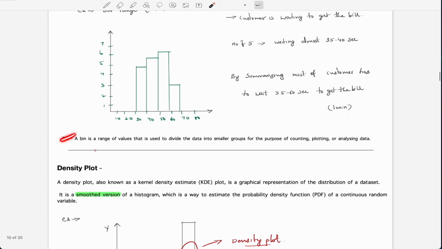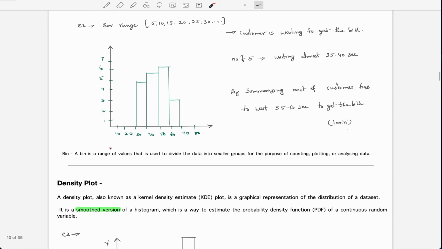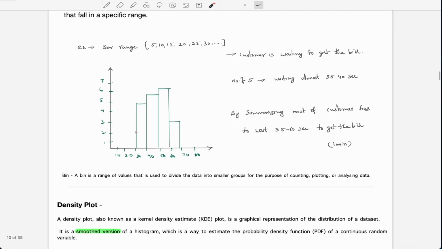A bin is a range of values that is used to divide the data into smaller groups. Here we have a large data set, and we simply divided it into small groups for the purpose of counting, plotting and analyzing. With the help of these histograms, we summarized that the average wait is 1 minute. I hope you have a basic understanding of the histogram.